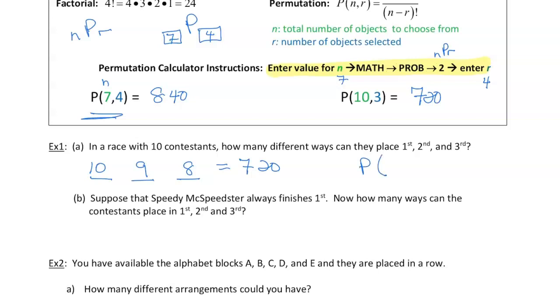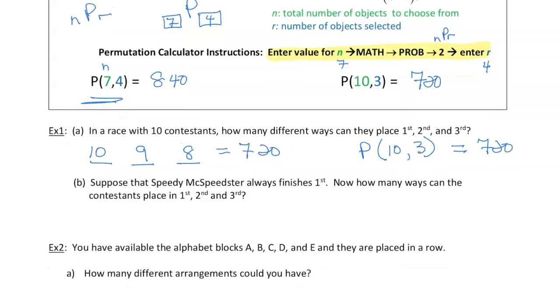How many people do you have? 10 people. How many places are you going to fill? You are going to fill 3. And so when you put this in your calculator using the math probability option, you should be getting 720. All right, let's look to the next one.